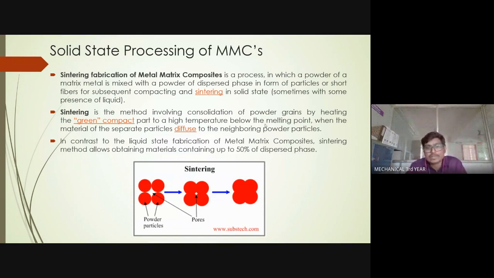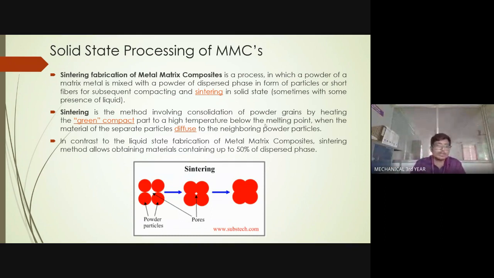In contrast to the liquid state fabrication of metal matrix composites, sintering methods allow obtaining material containing up to 50% of the dispersed phase. In the case of liquid state processing, only about 30% of reinforcement in the form of dispersed phase can be mixed. Whereas in solid state processing, it provides the ability to have up to 50% of dispersed phase with your matrix. So 50% of reinforcement can be mixed with your matrix material.